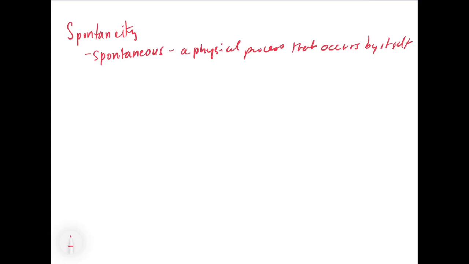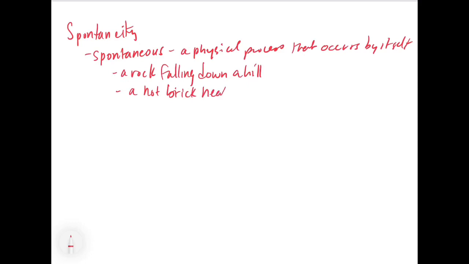So, for example, a spontaneous process would be a rock falling down a hill. A hot piece of metal or a hot brick heats up water. And one that you might think of chemically would be that if you put some iron outside, it rusts in air. If you put these things out at a given temperature, it just happens on its own. So a spontaneous process occurs by itself.